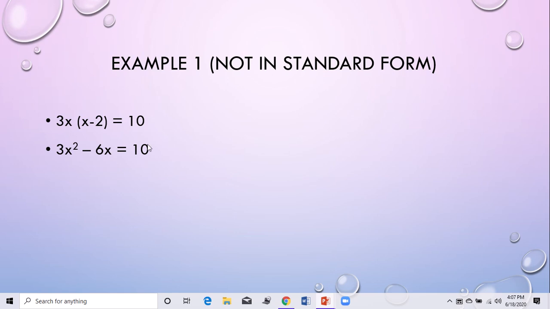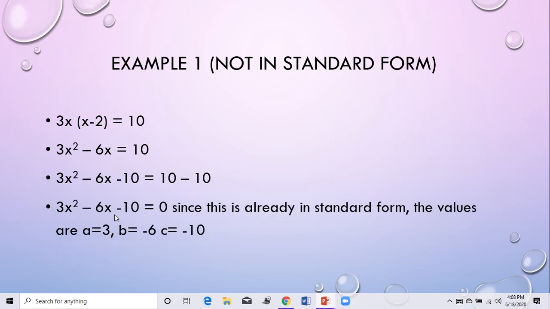Then, what we're going to do is to transfer 10 to this side by adding the additive inverse, using, of course, the addition property of equality here. Since this is 10, we have to add both sides of the equation by negative 10. Thus, the final answer here will be 3x squared minus 6x minus 10 equals 0. Now, since this is already in standard form, we can get the numerical values of a, b, c. So we have a equals 3, b equals negative 6, c equals negative 10.